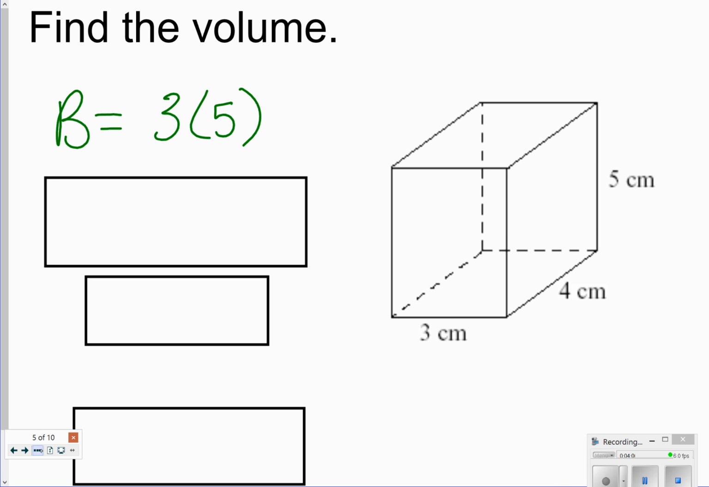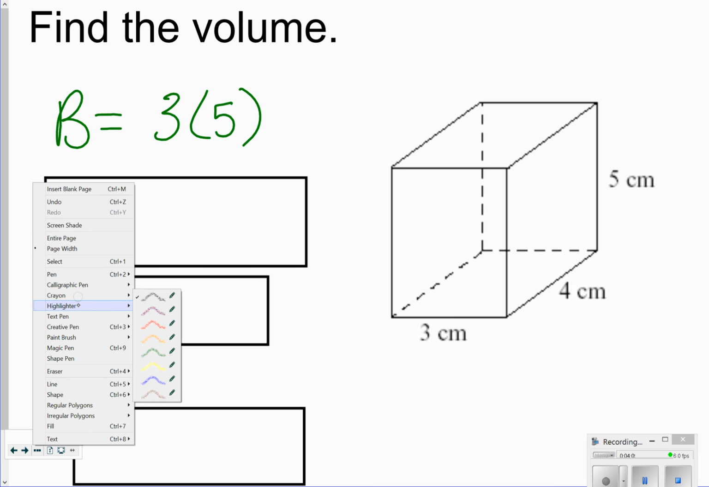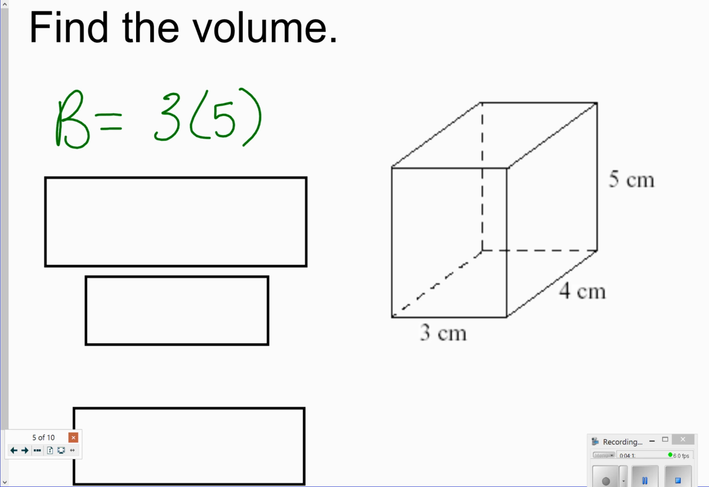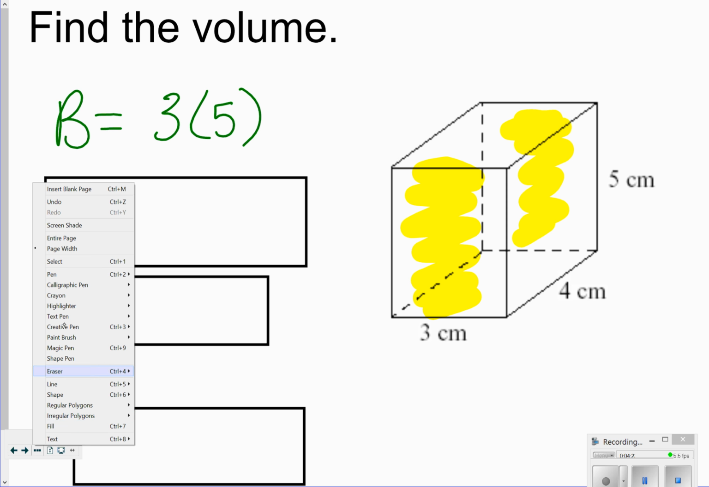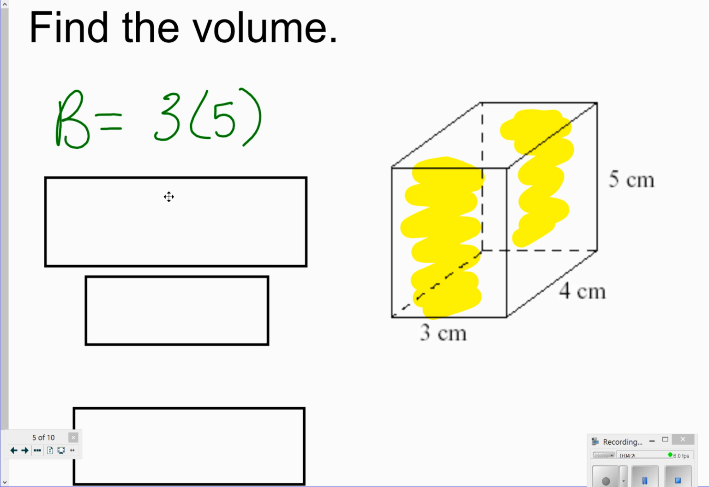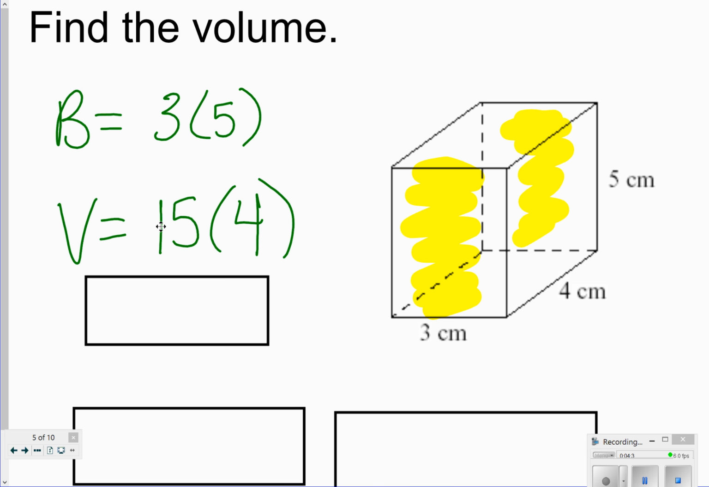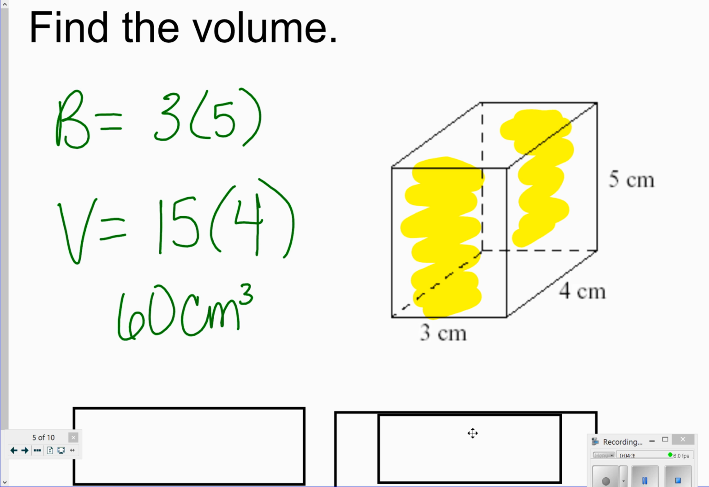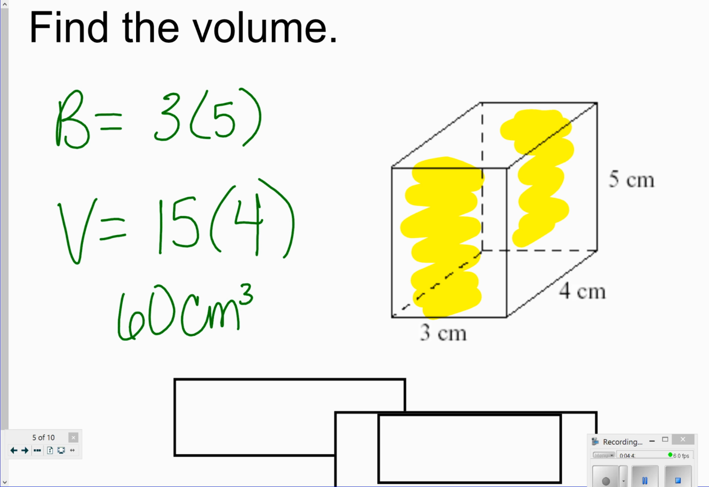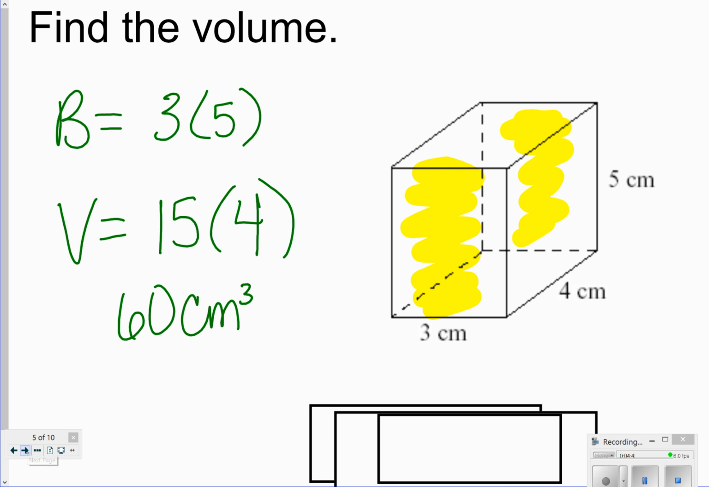Remember, we talked about that the base is always going to be our end pieces. So that would be this area right here. And we have another base over here on the back side. Okay, so that would be 3 times 5. And then we want to figure out what the base area is times our height. So we have 15, which is our base, times the height, and again, that's the distance between our two bases. So that's 4, and that would make 60 centimeters cubed. Okay, excellent. Let's look at another one.